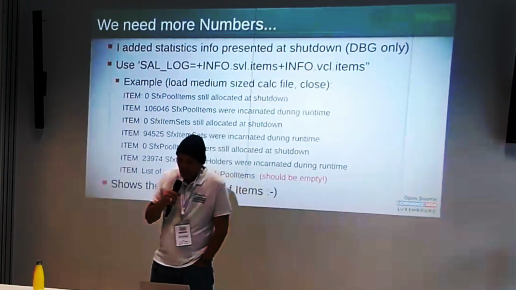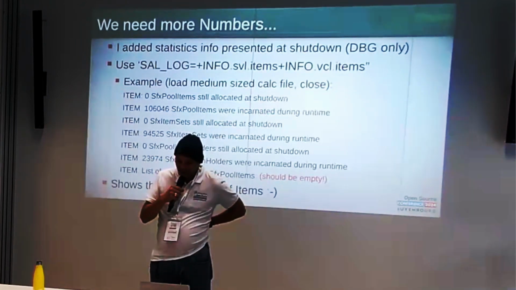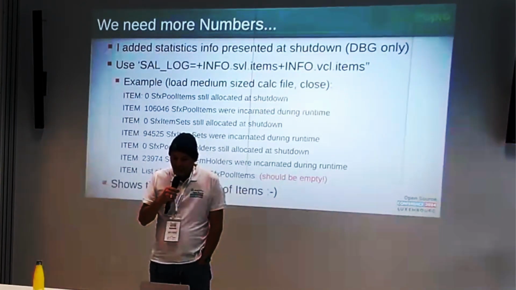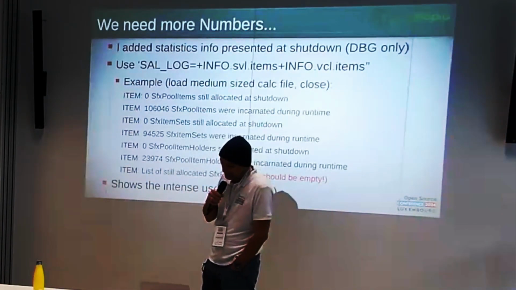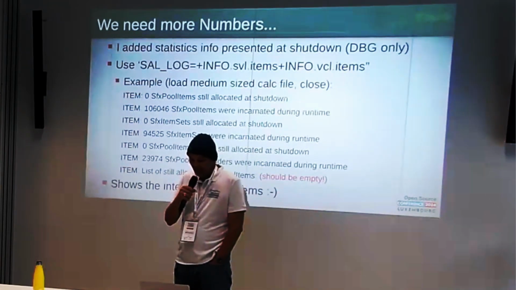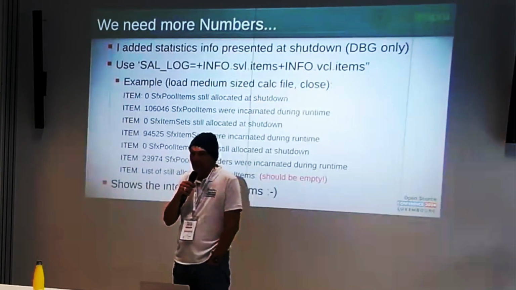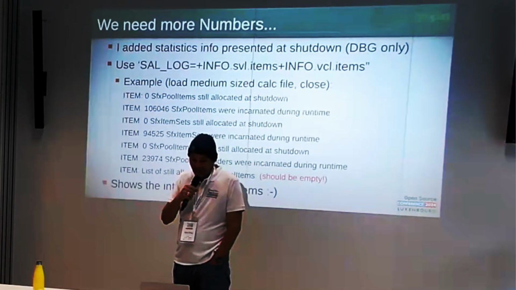So there's a lot of new statistics in the items, only in debug code, of course. And you see an example, just loading a medium-sized calc file and closing the items again. And you can see two things. There are 0 items left over, so we have no memory leaks anymore. And you can see the vast amount of items used just loading a single file. So you get an impression how intensely the items are used.